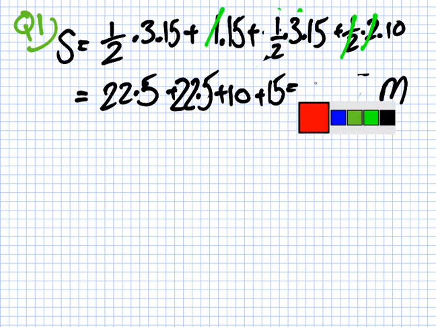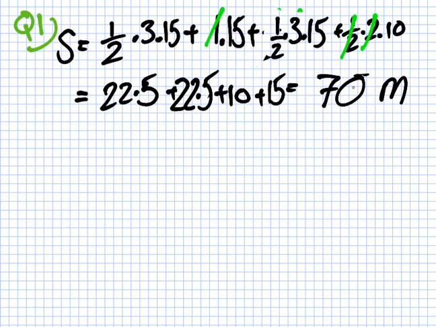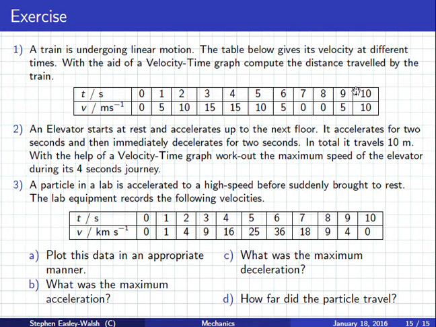Plus 22.5 plus 10. So what did you get as your answer? 70. But you haven't added the 15 yet. What 15? The 1 second, multiply 15. Oh my goodness, this is a disaster.